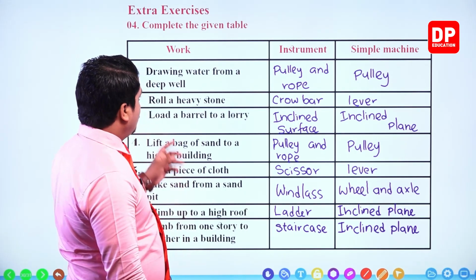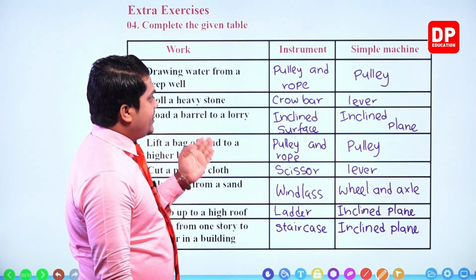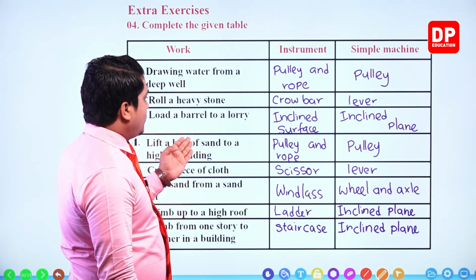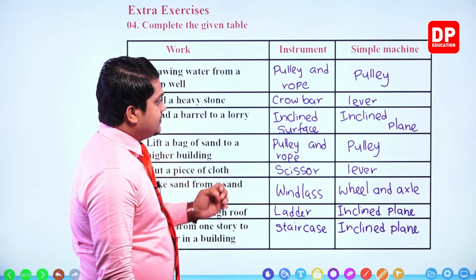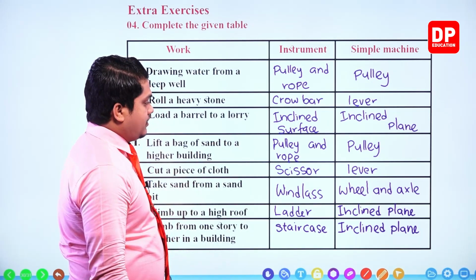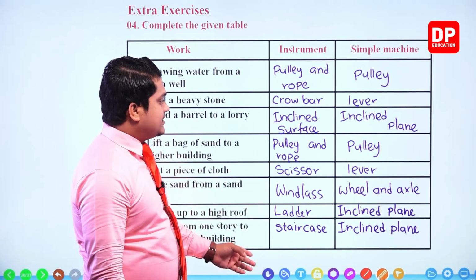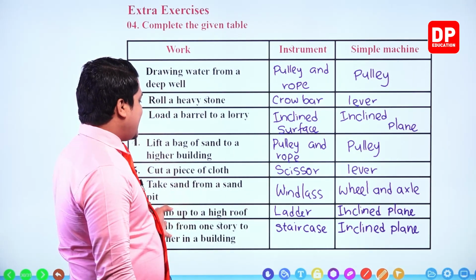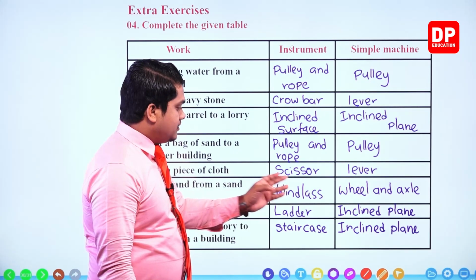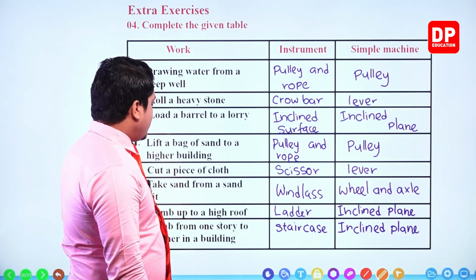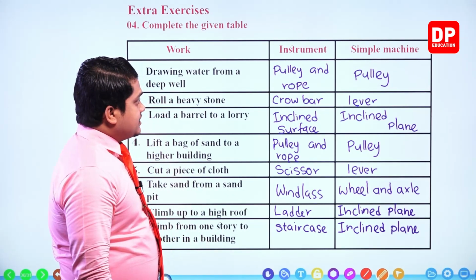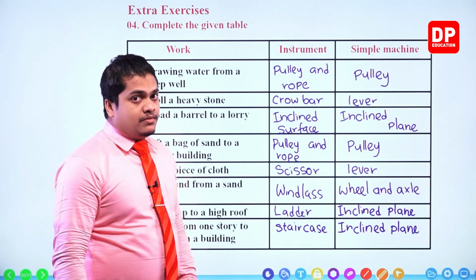Right. So, drawing water from a deep well, pulley and rope, pulley. Roll a heavy stone, crowbar, which is a lever. Load a barrel to a lorry, inclined surface, which is an inclined plane. Lift a bag of sand to a higher building, pulley and a rope, we are using the pulley. Cut a piece of cloth, scissor, lever. Take sand from a sand pit, windlass, wheel and axle. Climb up to a high roof, ladder, inclined plane. Climb from one story to another in a building, staircase, the inclined plane. Okay, so these are the answers for the table given here for the instrument and the simple machine.